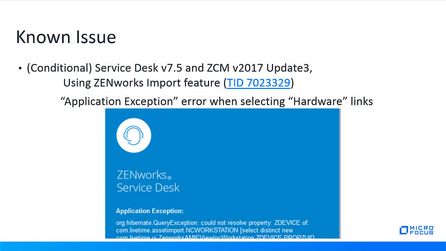There is a known issue that occurs when connecting Micro Focus Service Desk version 7.5 to the ZENworks Configuration Management 2017 zone that's at version update 3. If using ZENworks integration or AMI against a 2017 update 3 zone, you may receive an application exception error and a patch will need to be applied. See TID 7023329 and notify Micro Focus customer support for that patch.